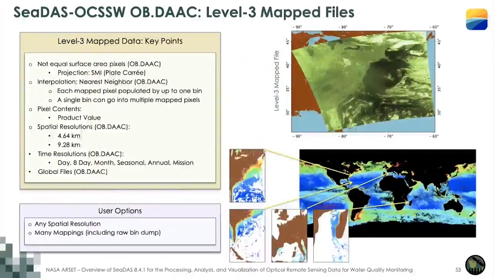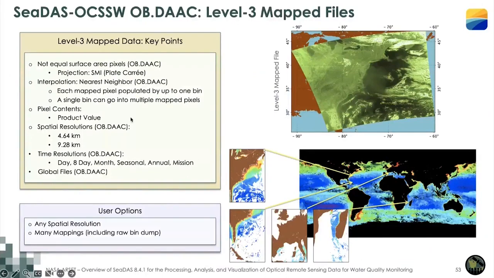And then the next step after you've binned a file is to map it. Above is showing the level 2 file, and then that's what it looks like mapped, that same file. And below is mapping, where you've taken hundreds of files to make a monthly.